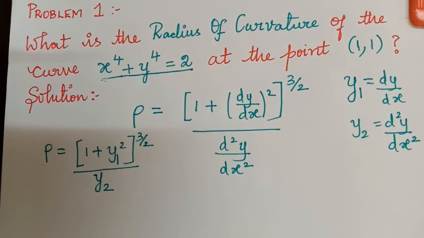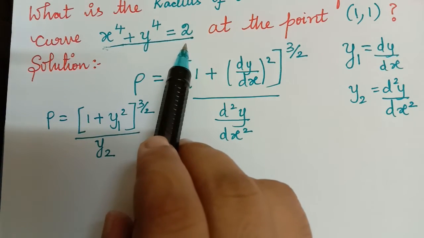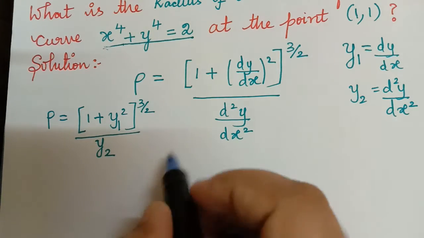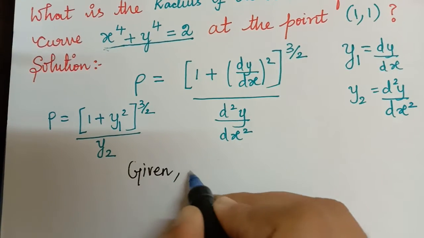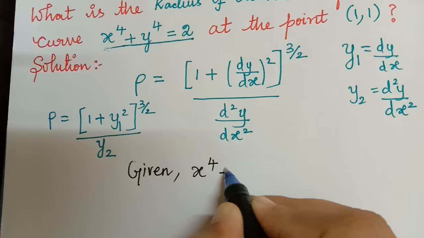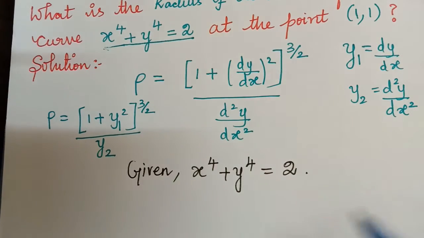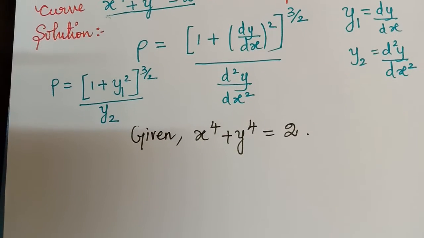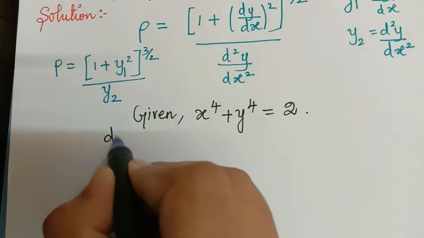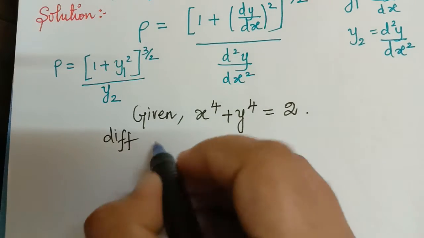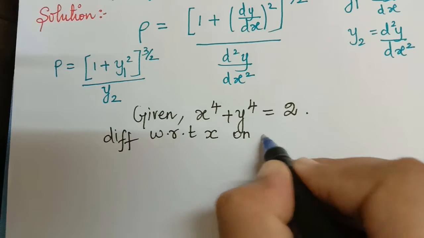Now moving on to the problem, first we will consider the equation that is given. It is given that x to the power of 4 plus y to the power of 4 is equal to 2. Now we have to differentiate this first to find dy by dx.